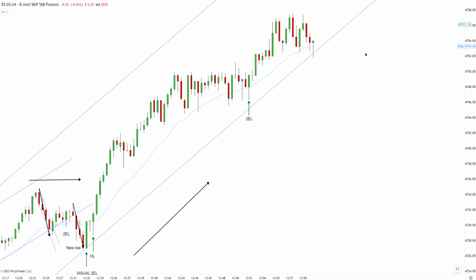Market will correct. There has to be correction in every single trending market. Market never goes up or down in just a V-shaped formation. There are always small corrections, profit taking. We have a visual two-legged pullback. Technically, first entry long. Visually, second entry long.